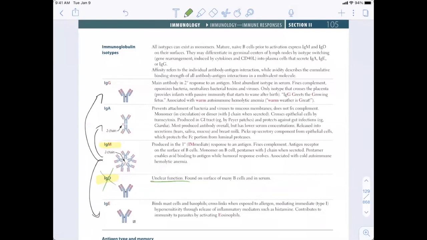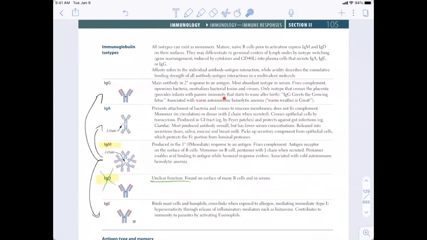So the main one is going to be your IgM. But then IgM can class switch to an A, G, or an E. When you think about E, I always think about your allergic reactions, your mast cells, your basophils. And then your IgG. I'm just going to highlight the buzzwords about this.